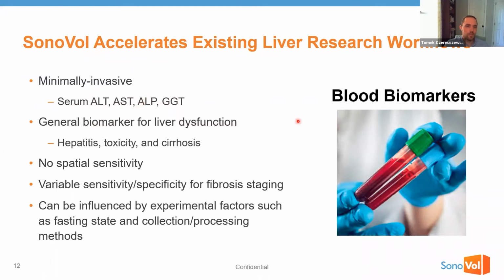Some of the drawbacks, though, of the blood biomarker approach is that these types of biomarkers are usually general. They're non-specific. They're general biomarkers for liver dysfunction, and they don't have any spatial sensitivity. You're essentially looking at blood. The consequence of this is that they tend to have variable sensitivity and specificity if you're trying to do very precise staging of your animals. And they can also be influenced by various experimental factors and collection processing methods. So trying to understand what's happening inside of an organ through a biomarker is just a hard problem in general.